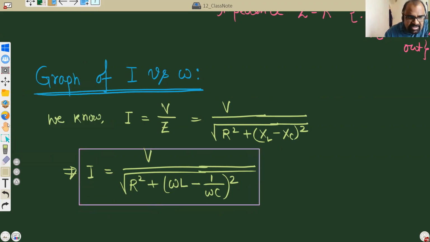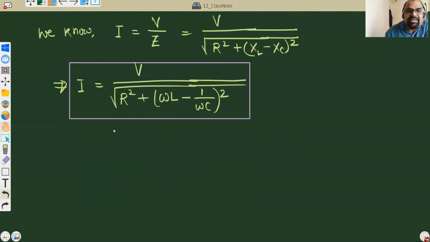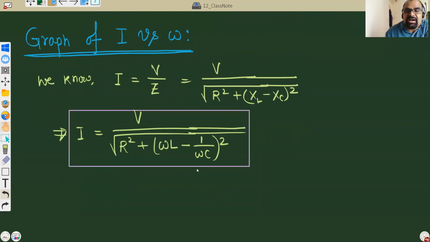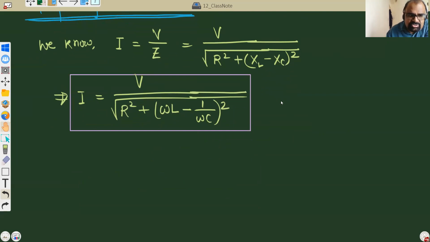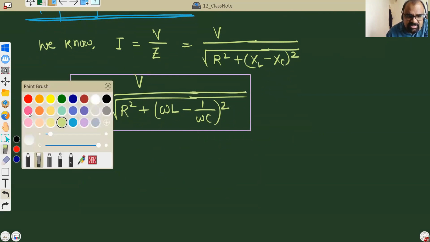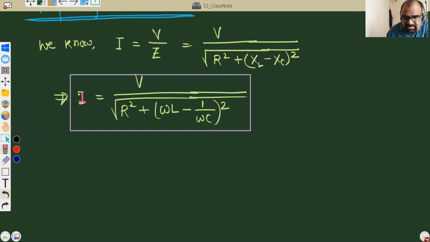Which graph are we planning to draw? We are planning to draw the current versus omega graph. So here, what are the variable things you can think of? See, this current and this omega. Omega is at two places: one omega is in the denominator, and one omega is over here in the numerator. Overall it's in the denominator, but I'm talking about this part.